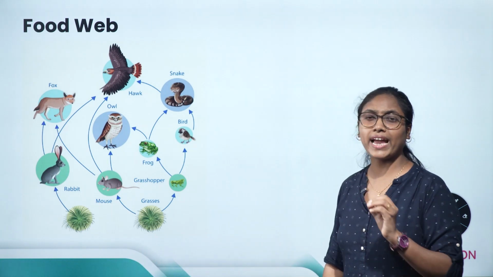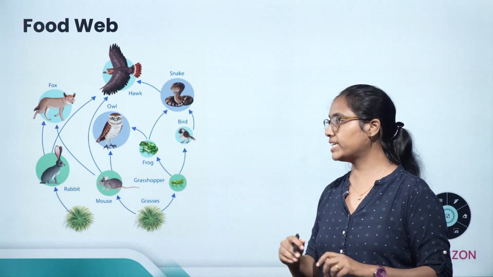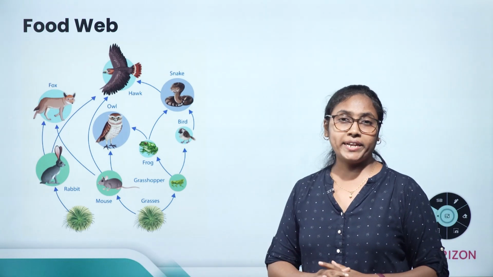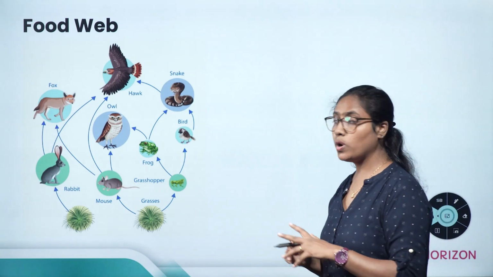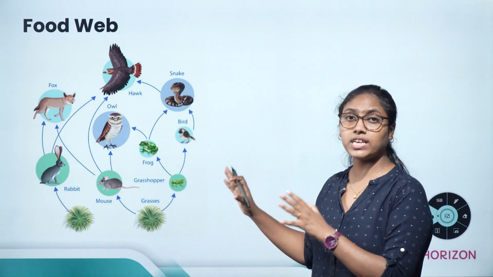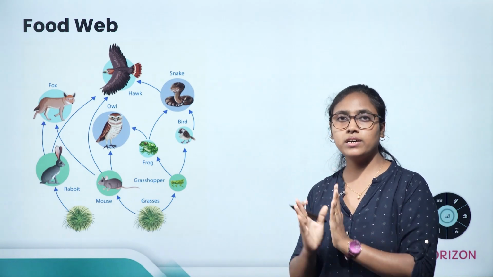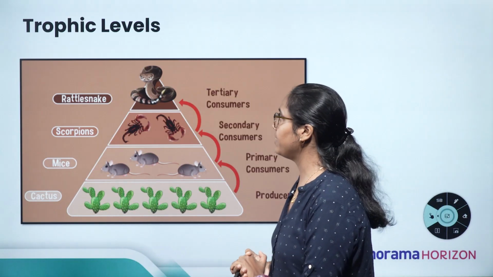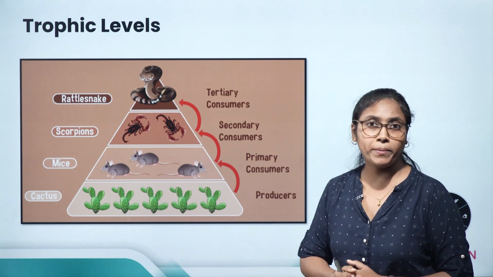Now, why do organisms require food? Just guess why an organism requires food? Yes, to obtain energy. Now, the ultimate source of energy is the sun. So, the producers are the ones who get the ultimate energy and they get it from the sun. So, first we will be learning about the different trophic levels. You can see we categorize this food chain into different trophic levels.